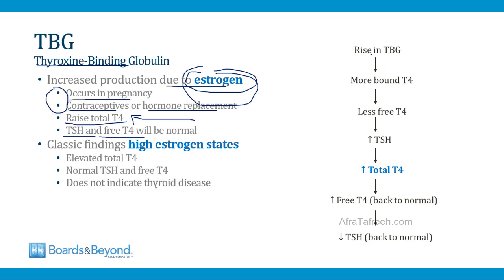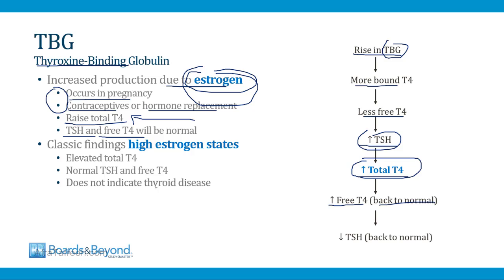So in women in high estrogen states, there's a rise in TBG production from the liver. As more TBG is produced, there's more bound T4. In other words, the free T4 ends up getting pulled out of the plasma and bound to TBG. So this leads to a temporary and brief fall in the T4 level, which causes a temporary and brief rise in the TSH level. Because the TSH level goes up, the thyroid gland starts producing more T4 and you get a rise in the total T4. Now, when the total T4 level goes up, that also raises the free T4 back to normal, and that in turn brings the TSH level down back to normal.